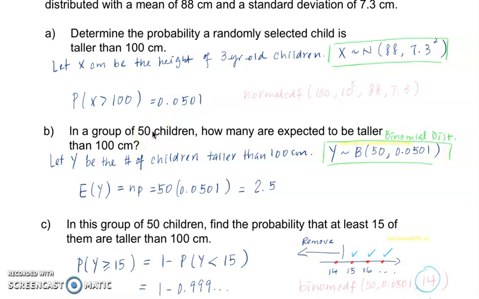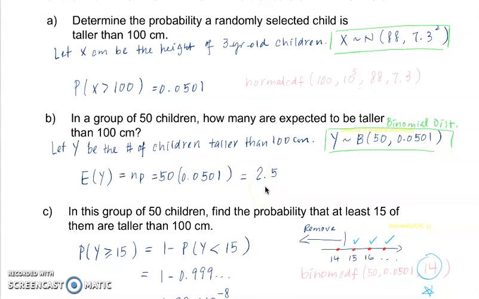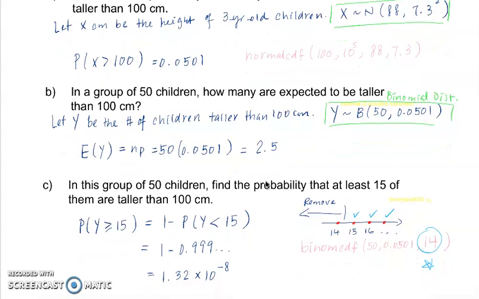We're picking 50 kids. And then the probability of success. Success refers to finding a child who is taller than 100 centimeters. So I can let the variable y represent the number of children taller than 100 centimeters. So we're looking for the expected value of y in a binomial distribution. The formula is np, so 50 times the 0.0501 that we got from part A. It's about 2.5 kids, okay, roughly. So 3 kids out of 50 would be taller than 100 centimeters.